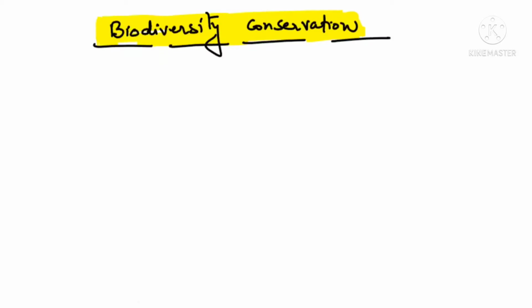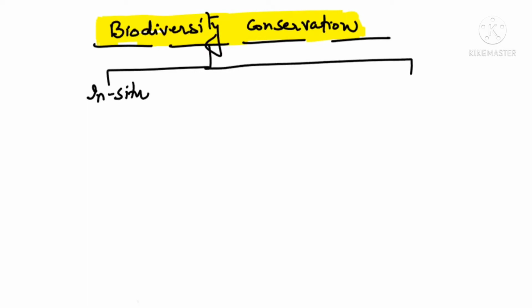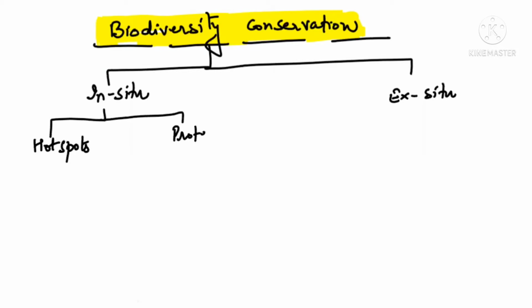In this video, we are going to study what are the conservation strategies we can take to save the biodiversity. So see beta, first of all, there are two strategies. One is in situ conservation. Second one is ex situ conservation. In situ, we are actually dividing into two areas. One we are making as hotspots. Second, we are making as protected areas.